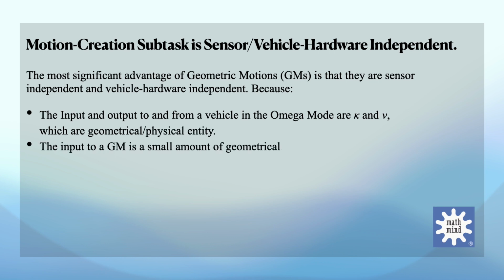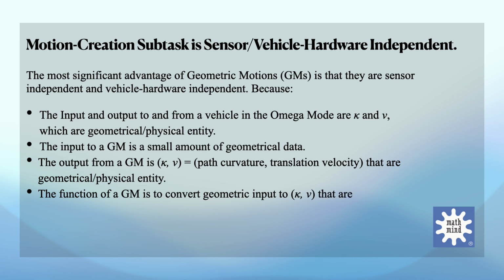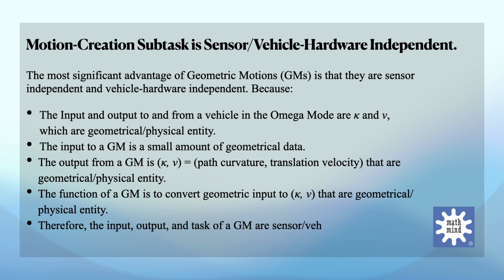The output from a GM is kappa, v, equals, path curvature, translation velocity, that a geometrical, physical entity. The function of a GM is to convert geometric input to kappa, v, that a geometrical, physical entity. Therefore, the input, output, and task of a GM are sensor, vehicle independent as well.